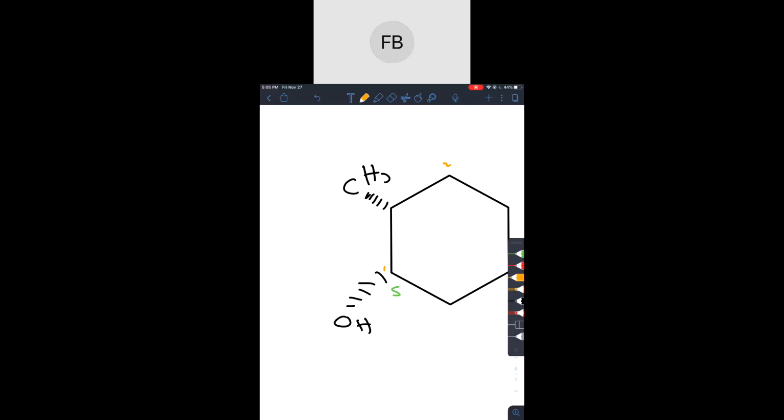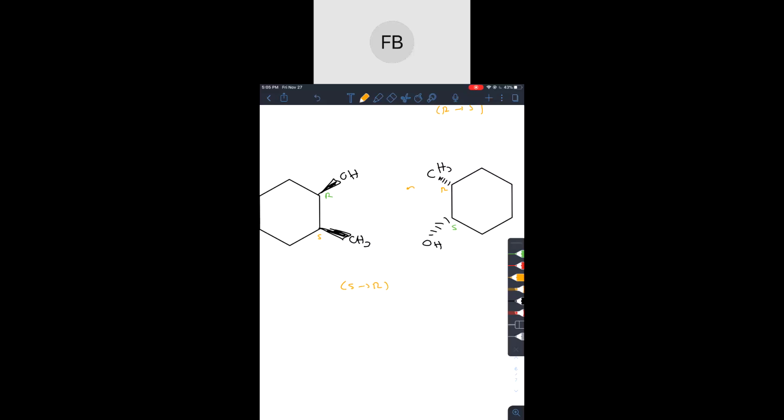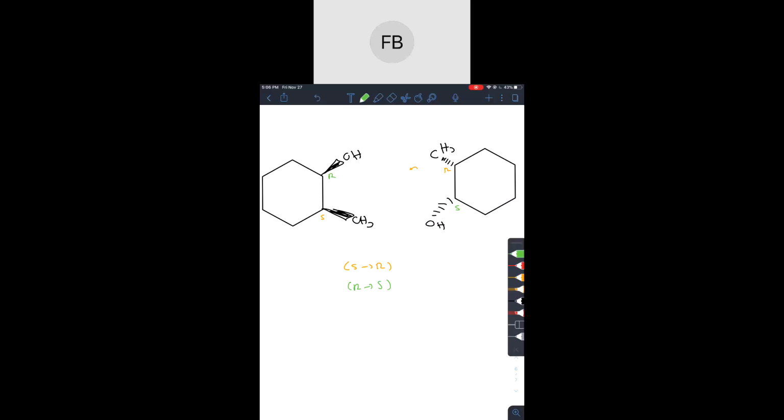Is all this adding up so far? Yeah. So counterclockwise with a forward hydrogen, that's R. Right? Okay. So we see that the CH3 went from S to R, and that the chiral carbon with the OH on it went from R to S. So these are enantiomers.